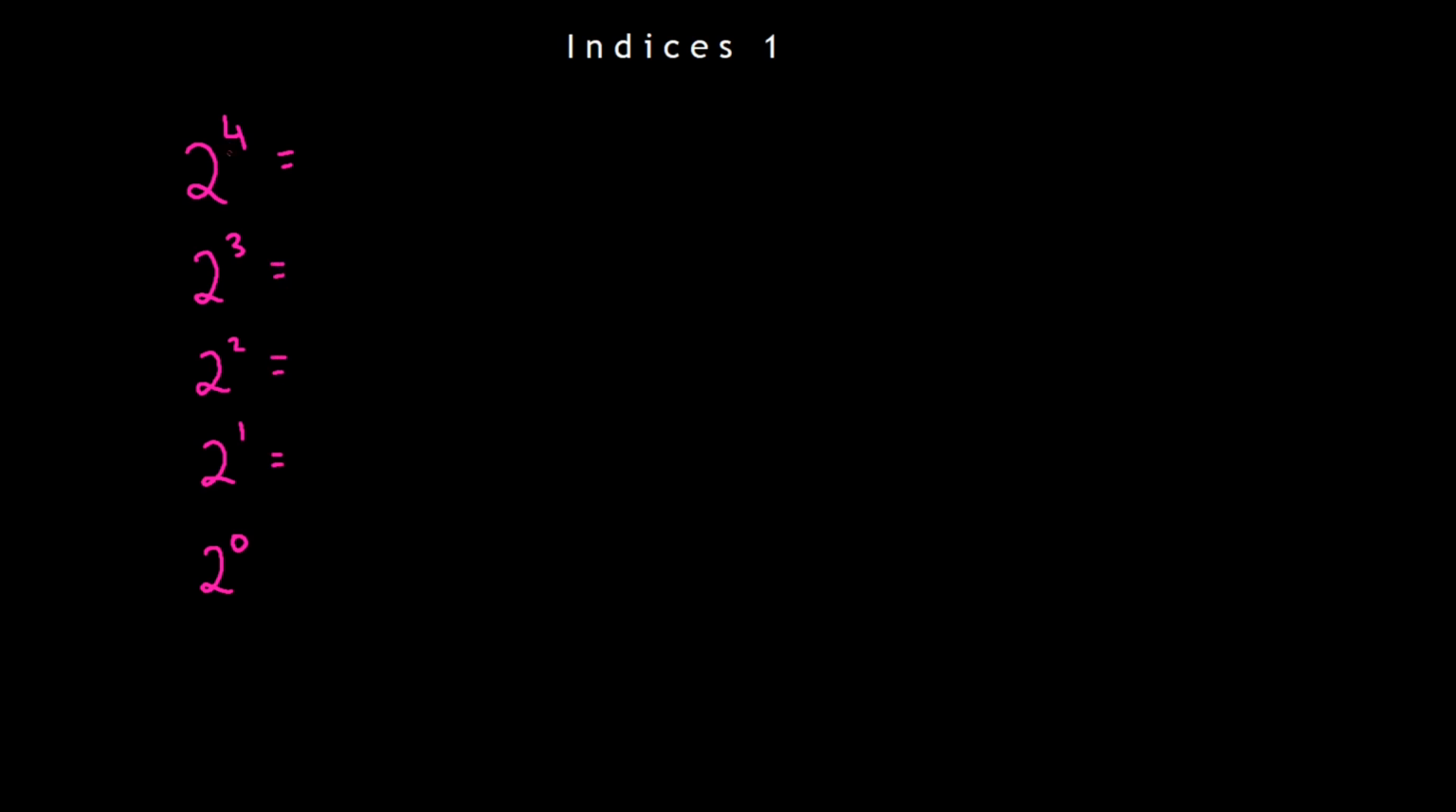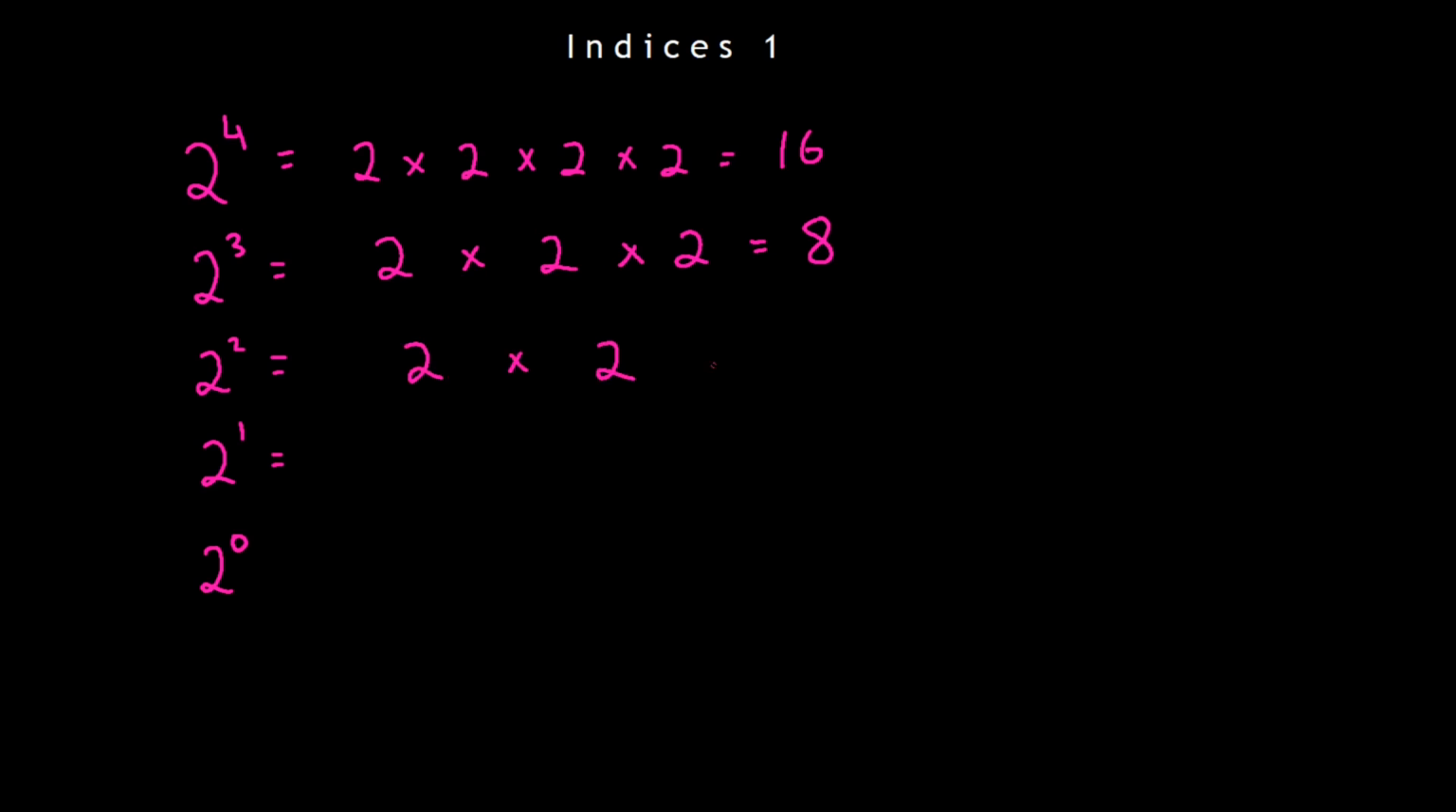So, what's 2 to the power of 4? Well, it's 2 times 2 times 2 times 2. Okay, that's 4, and then 4 times 2 is 8, times 2 is 16. Okay, 2 cubed is 2 times 2 times 2, and that'll be 2 times 2 is 4, times 2 is 8. And then this is nice and easy, 2 squared is 2 times 2, which is 4.